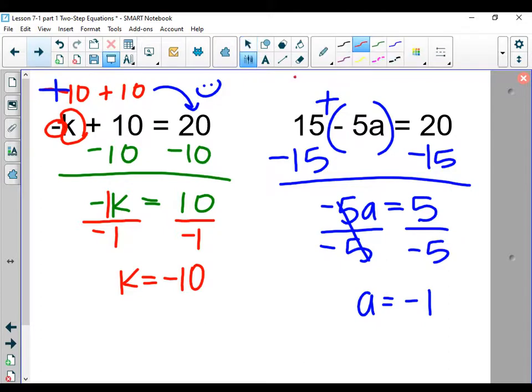When you go to check that, make sure you leave the stuck like glue parentheses in there. Negative 5 times negative 1 is 5, plus 5, 20.